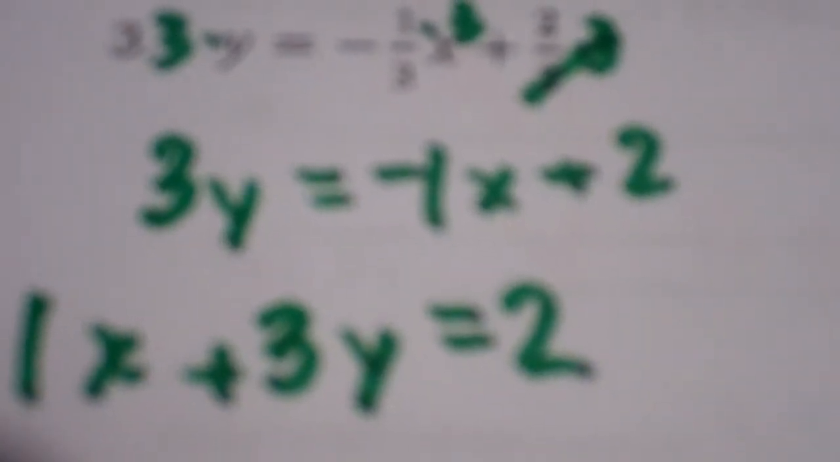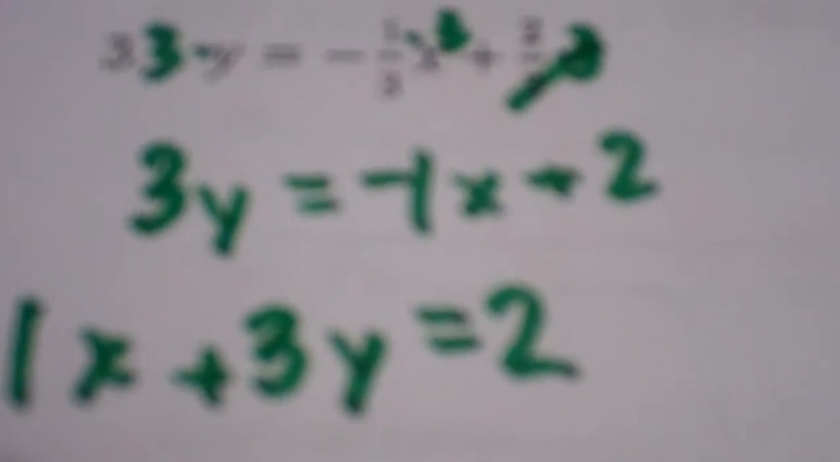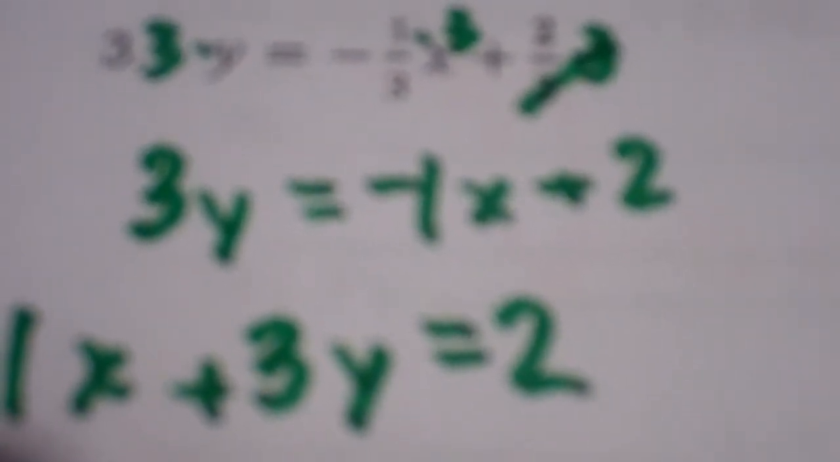Did you multiply everything by 3, and then we would have 3y equals negative 1x plus 2. Then we move the x term over. It's a negative, so it'll become positive when you move it to the opposite side. So 1x plus 3y equals 2. Nice job.